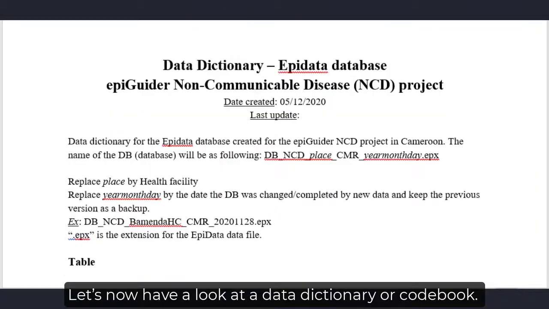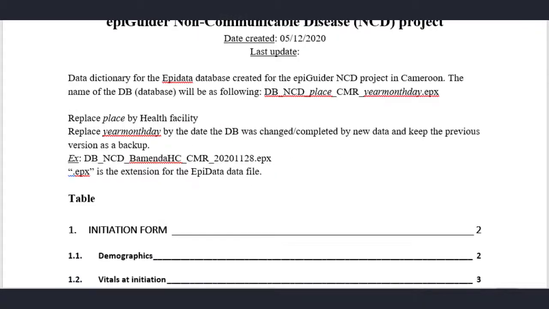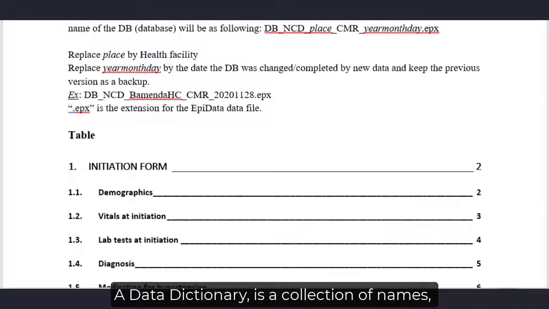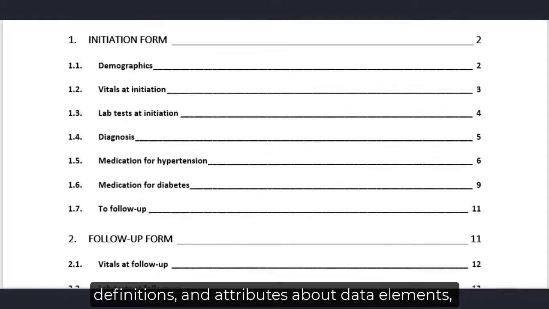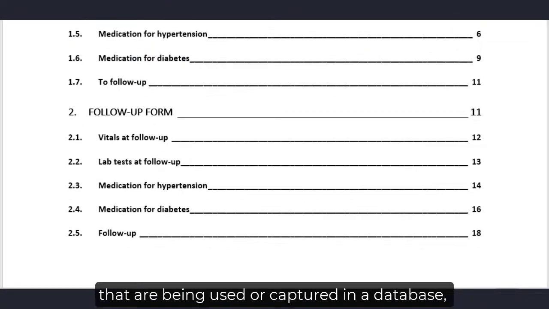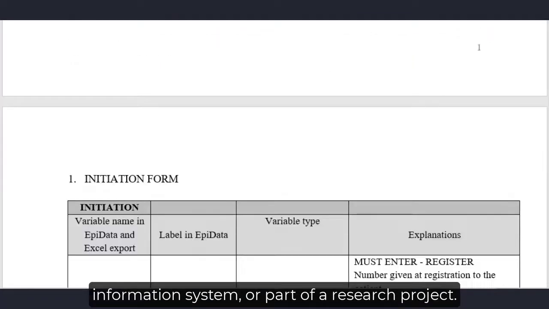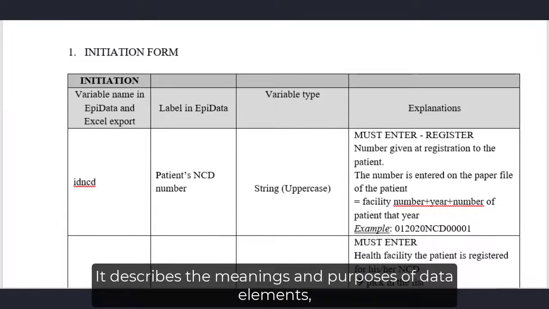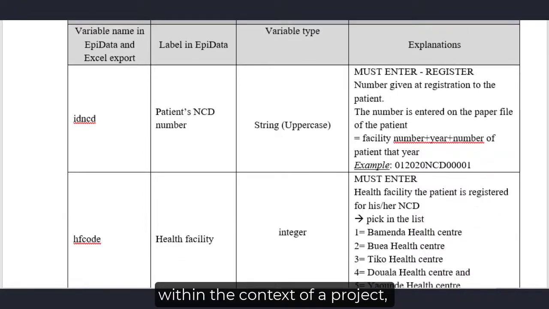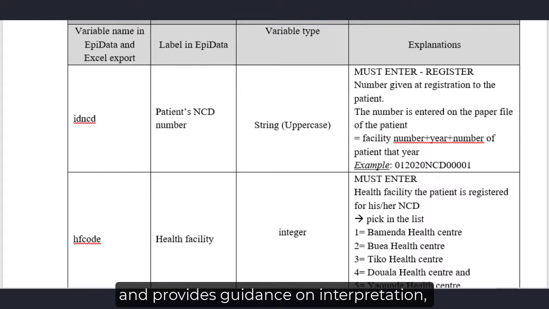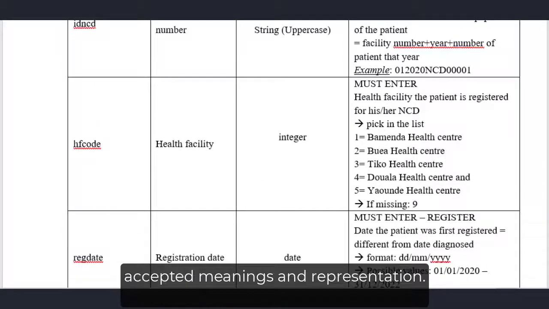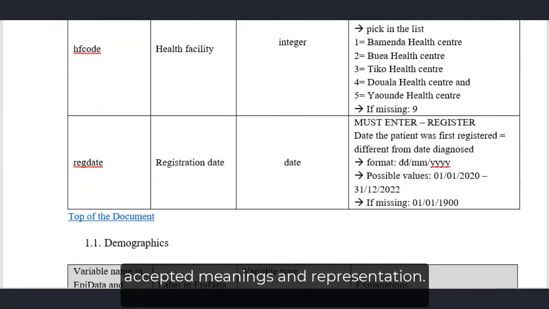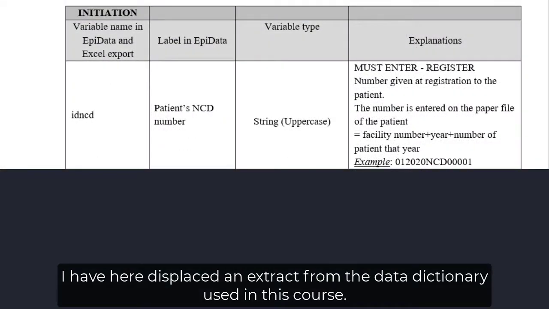Let's now have a look at the data dictionary or codebook. A data dictionary is a collection of names, definitions, and attributes about data elements that have been used or captured in a database, information system, or part of a research project. It describes the meaning and purposes of data elements within the context of a project and provides guidance on interpretation, accepted meanings, and representation. I have here displayed an extract from the data dictionary used in this course.